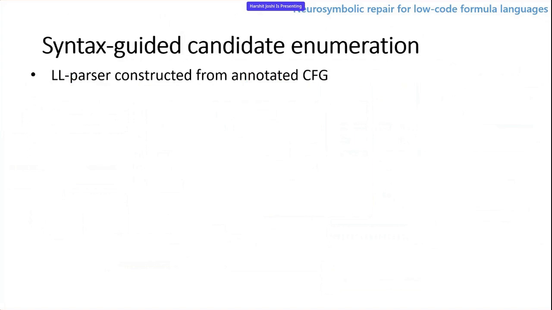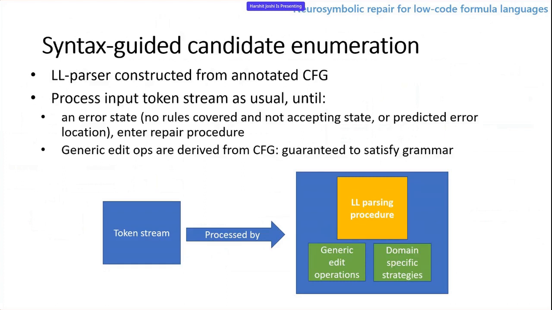What we do is construct an LL parser from the annotated context-free grammar, and we perform syntax-guided candidate enumeration. For a given buggy formula, we process the input token stream as done by most LL parsers. But if we hit an error state, we enter the repair mode. In this repair mode, we enumerate candidates using the context-free grammar and domain-specific strategies. One important thing to note is that the error state can be raised by various methods. It could happen while parsing, if some token violates the context-free grammar, or it can also be raised through heuristics, or be predicted by external modules.